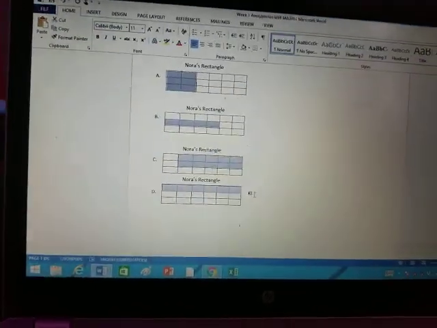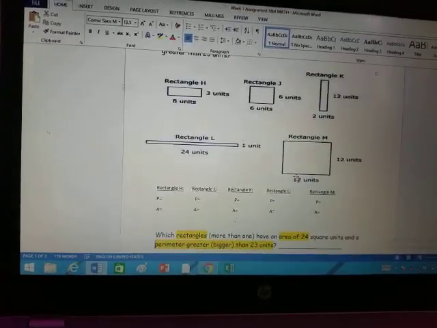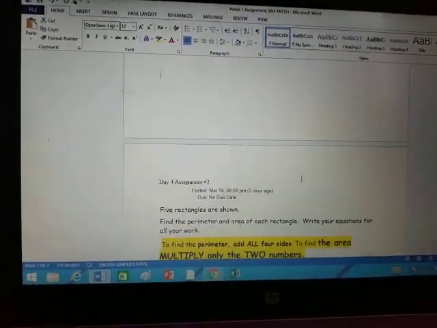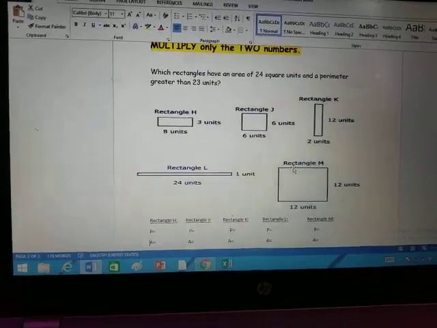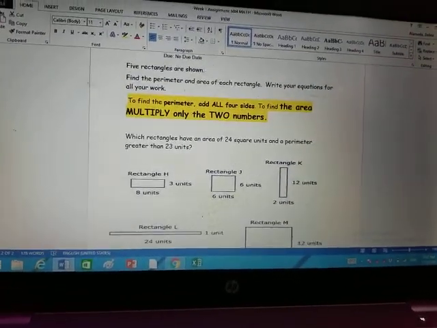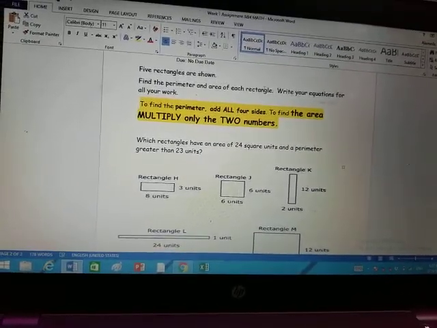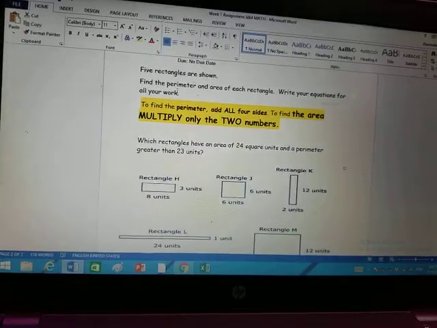So I turned it into my Word document. I put it on the same one as your other assignment to make it easier for you. I also added some clues for you for this part, so it helps you a little more. But 5 rectangles are shown. Find the perimeter and area of each rectangle. Write your equations for all your work.